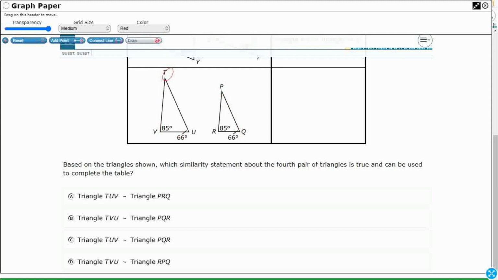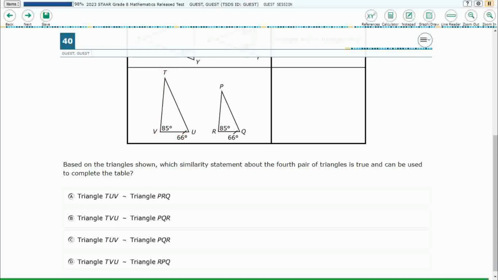Let's try C. T is top to the bottom right, over to the left, and then PQR, top, bottom right. Okay, that looks good. So I'm thinking it's C. Let's just verify that it's not D. TVU is top to the bottom left, over to the right. Oh, look at that, starts with R. It starts at the wrong spot. Nope, it's not D. It is going to be C, and let's see how we did across the state of Texas.